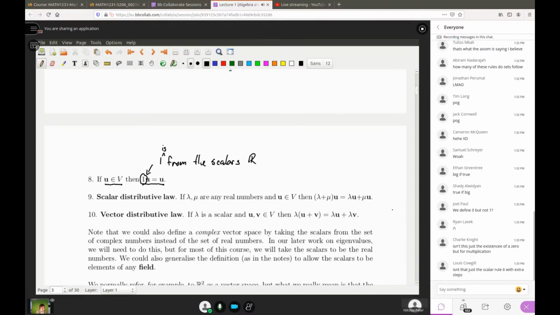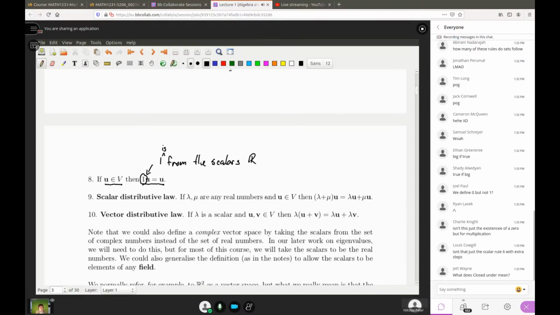Isn't this just an existence of 0 but for multiplication? No. This is saying if you have something, so you actually already have to have a vector in order to deduce anything from this. You're not promised any vectors exist except for 0. So if you have a vector, it may or may not be 0. Then you can multiply it by 1 and get that same vector. That's what the axiom is saying.